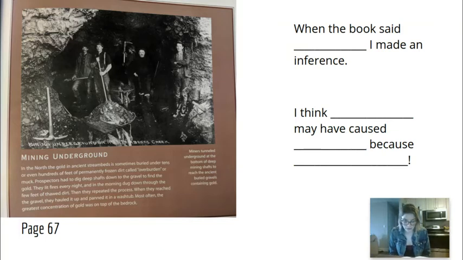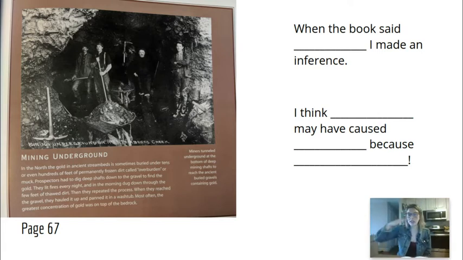Mining underground. In the north, the gold in ancient stream beds is sometimes buried under tens or even hundreds of feet of permanently frozen dirt called overburden or muck. Prospectors had to dig deep shafts down to the gravel to find the gold. They lit fires every night and in the morning dug down through the feet and feet of thawed dirt. Then they repeated the process. When they reached the gravel, they hauled it up and panned it in a wash tub. Most often, the greatest concentration of gold was on top of bedrock.